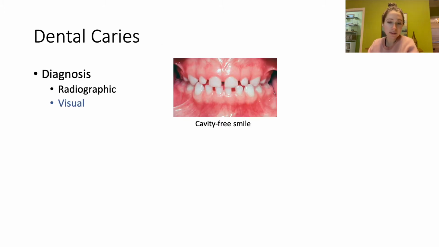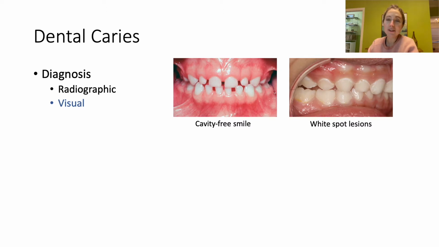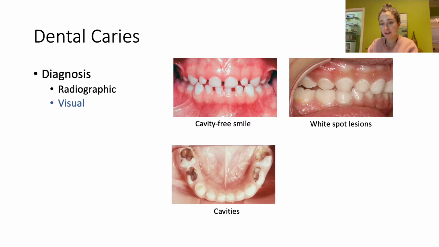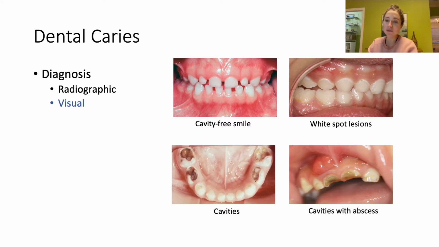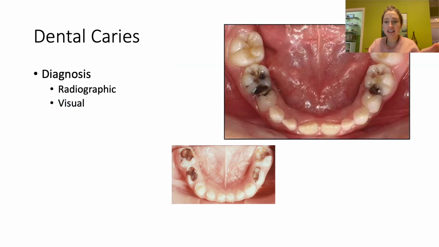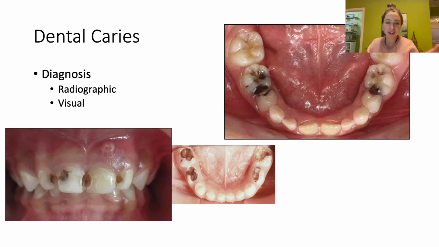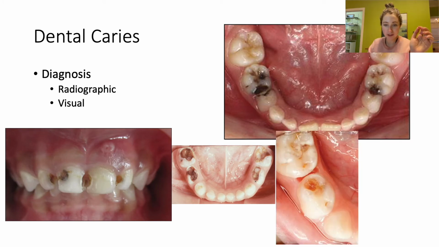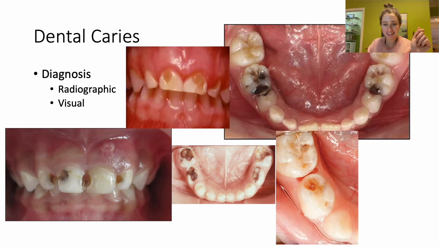For visual diagnoses, here's a picture of a cavity-free smile. Here's something called white spot lesions. So right along the gum line, you can see where the tooth becomes more opaque and white. That's a sign of demineralization, or the start of the cavity process. Here's a picture of cavities, and here's a picture of large cavities that have broken down tooth structure with an abscess, where you can see that bubble in the gum. For some other pictures of cavities, just so you can familiarize yourselves with what they look like, you can see different pictures here. They come in all sorts of shapes, sizes, and colors. Brown, black, yellow, and orange are all common, sometimes even green.